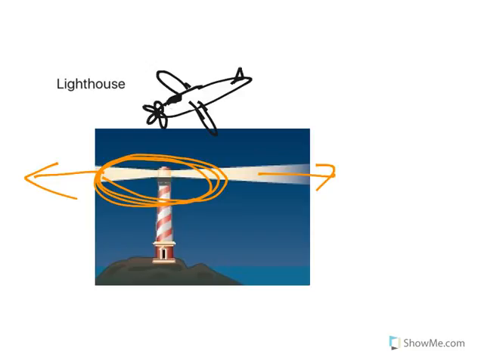So the lighthouse works great if you're a ship out at sea. But if you are an airplane above the lighthouse, you won't see the light source. So the lighthouse only works in a particular orientation.